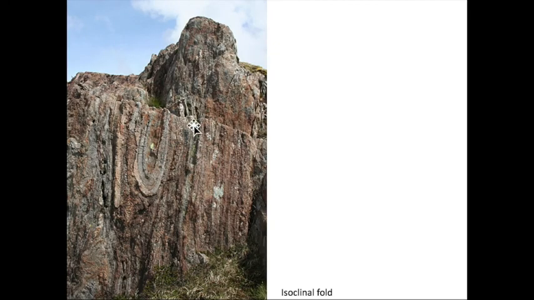Here's an isoclinal fold. Isoclinal folds, remember, means that the two limbs on either side are parallel to one another. These are really important because sometimes you find a bunch of layered rocks. If you didn't see that fold there, you just saw this layering, you wouldn't know that this stuff had experienced an extreme deformation, that had been completely flipped around.